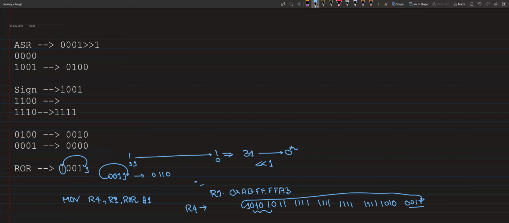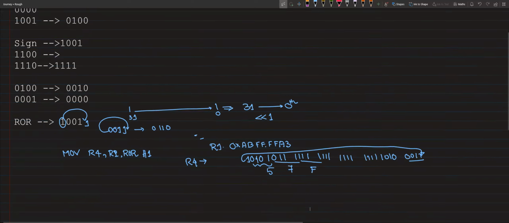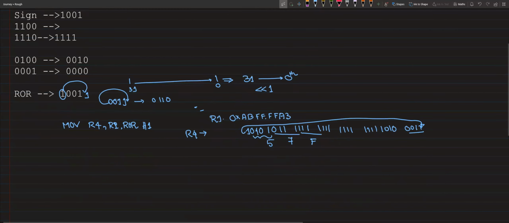You're right. So here it becomes 0 1 0 1. What is that value? It is 5. And this is 7. So then it will become F. You can finish this, right? Just in that way it will work. Hope you got the idea.